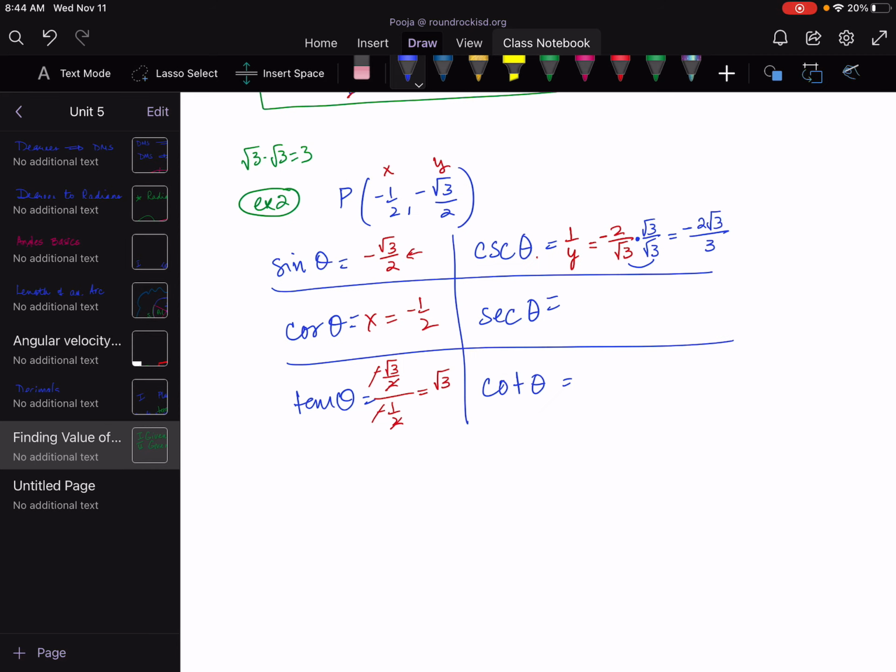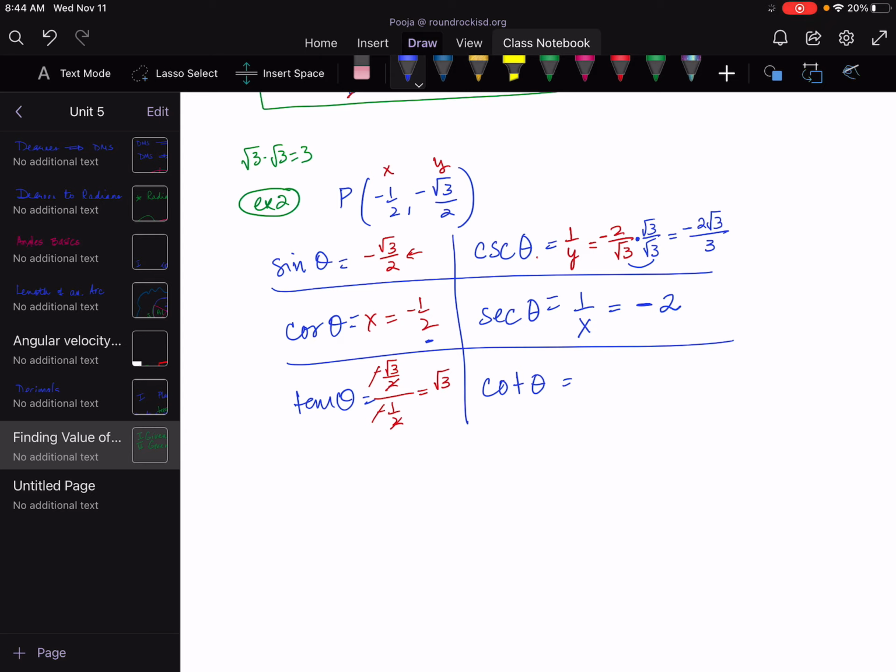Alright. Secant theta is 1 over x. Again, you can either do that or just simply swap the value of cosine theta. Don't forget the negative. Negative is going to stay in the answer. And when you flip or find the reciprocal of negative half, it's simply 2.